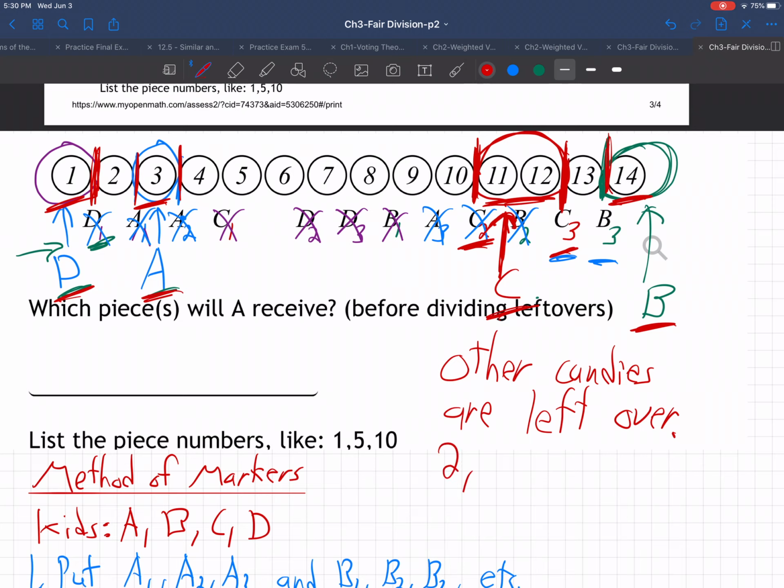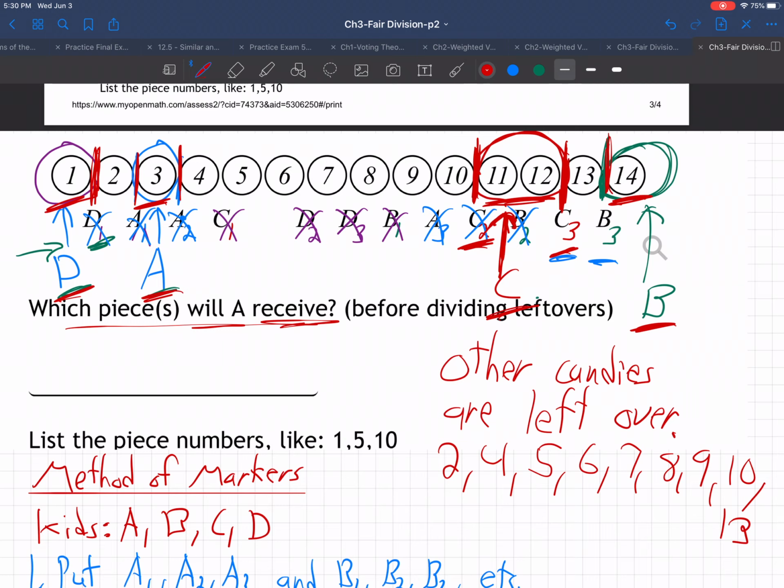Which ones are left over? Candy 2, candy 4, candy 5, candy 6, candy 7, candy 8, candy 9, candy 10, and candy 13. There is a whole bunch of leftover candy. Now what's their actual question? Which pieces will A receive? A got candy number 3. Well, we just put a 3 on that line, don't we? So A got candy number 3. D got candy 1. C got candies 11 and 12. B got candy 14. So that's the method of markers.